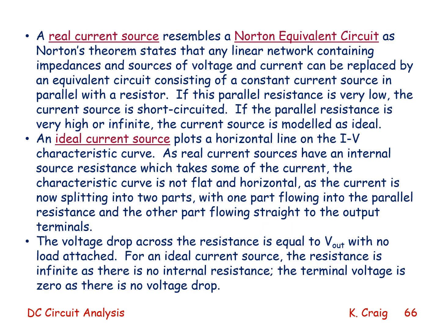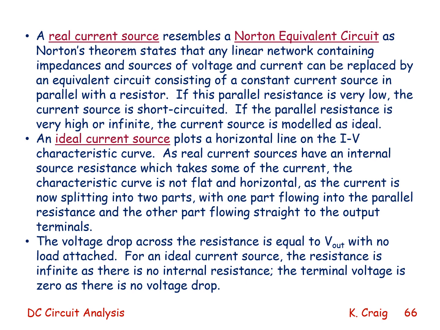A real current source resembles a Norton equivalent circuit, as Norton's theorem states that any linear network containing impedances and sources of voltage and current can be replaced by an equivalent circuit consisting of a constant current source in parallel with a resistor. If this parallel resistance is very low, the current source is short-circuited. If the parallel resistance is very high or infinite, the current source is modeled as ideal.